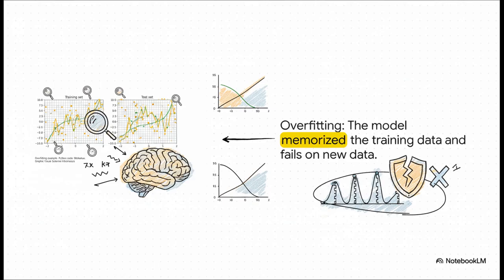But look what happens when it sees new data. It's completely off the rails. The learning curve for this would show a huge, glaring gap. Your training error would be near zero, but your validation error would be super high.